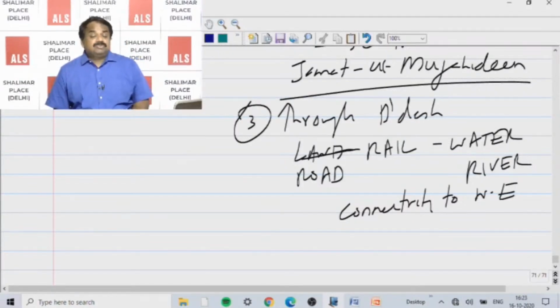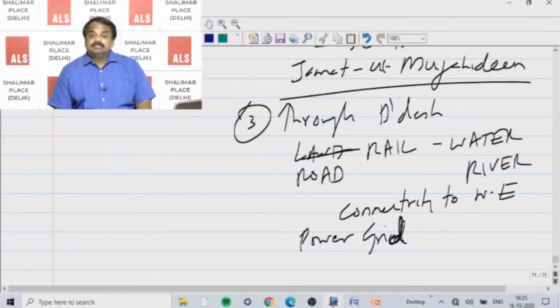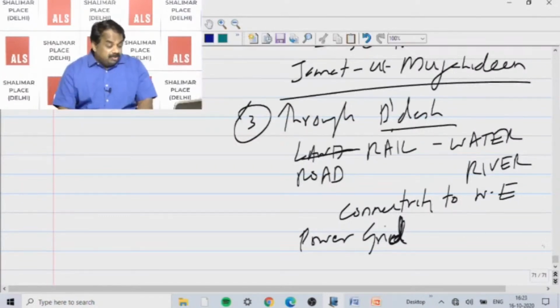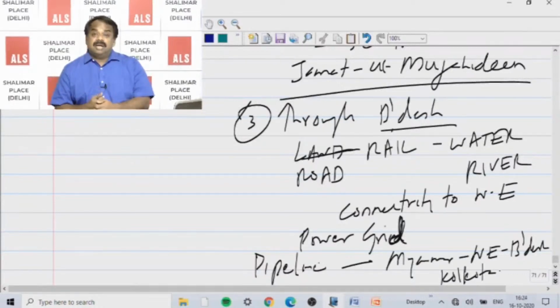This is something we were requesting Bangladesh for quite some time, and even the power grid connectivity. So this is a big boon for economic activity and also for improving our relationship with Bangladesh. We are even trying for an oil pipeline from Myanmar through the Northeast to Bangladesh to Calcutta type. We are even talking about a pipeline connectivity.